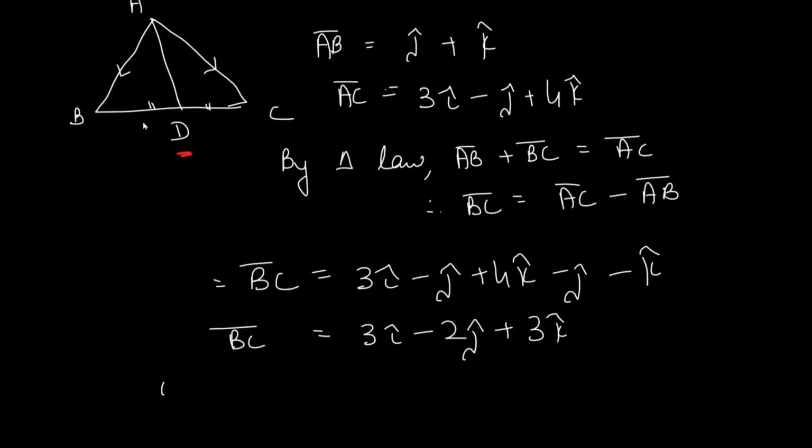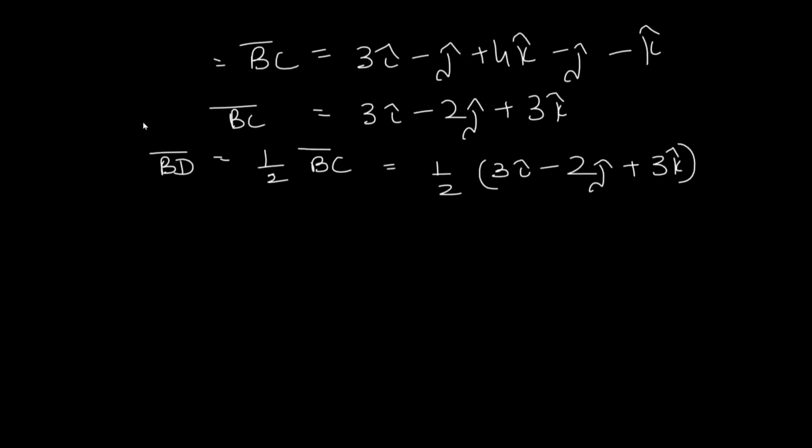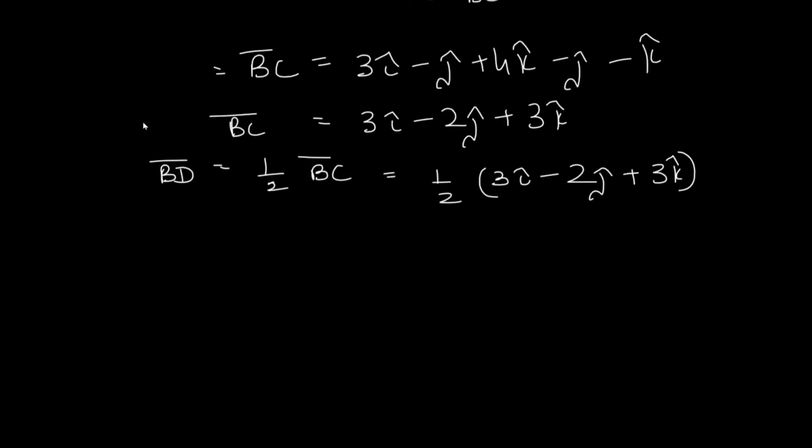Okay. So vector BD is equal to half BC, which is half of the answer which we found above, 3I minus 2J plus 3K, which can also be written this way. By opening the bracket, we can have 3 upon 2I minus 2 upon 2, that is J, plus 3 upon 2K. This becomes the answer for BD.